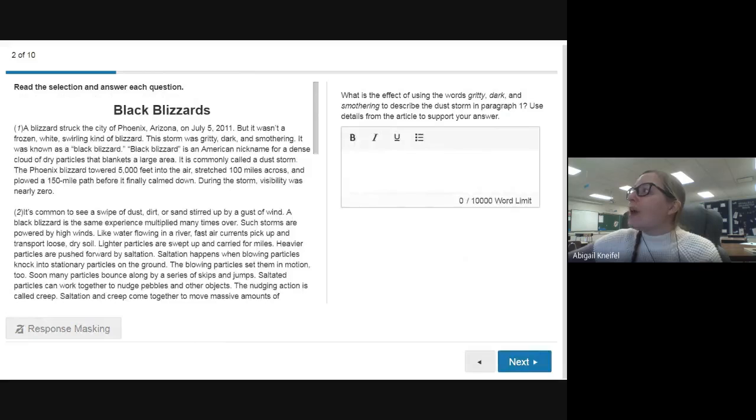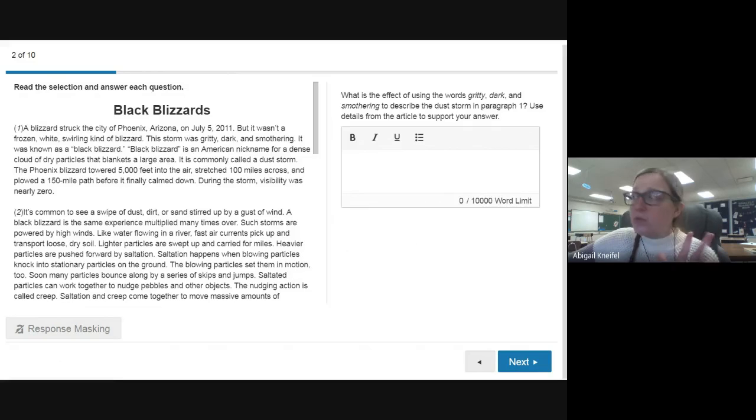Number 2, what is the effect of using the words gritty, dark, and smothering to describe the dust storm in paragraph 1? Use details to support your answer. Your answer needs to be a paragraph long. This is your radar question. You need to restate your question. You need to answer in your own words. It's literally from paragraph 1, just like this week when we talked about how the author described, what did we describe in our story? When we talked about earthquakes, how they were like energy releasing and whatever.